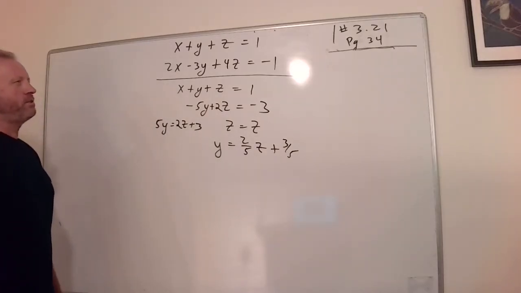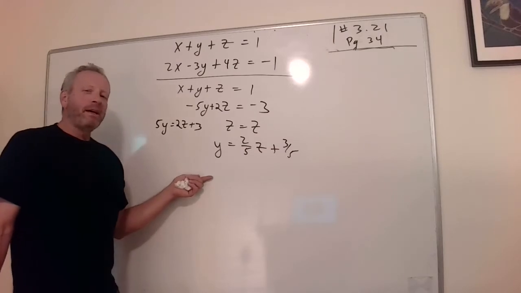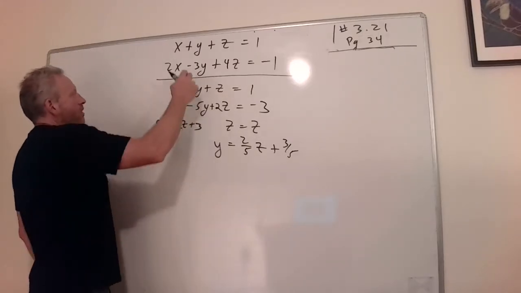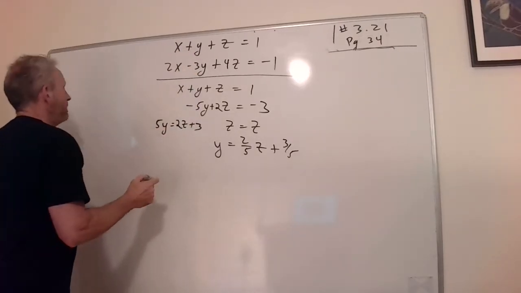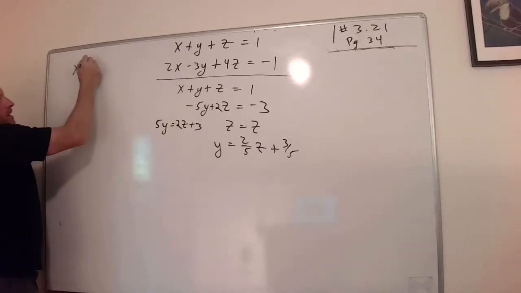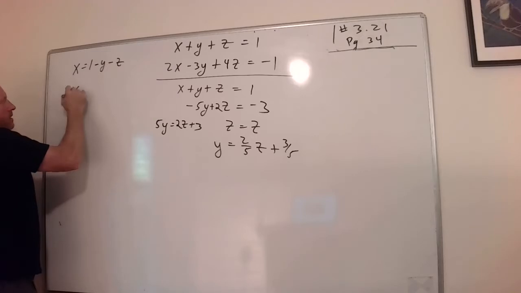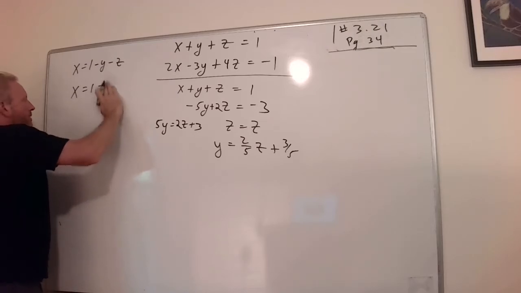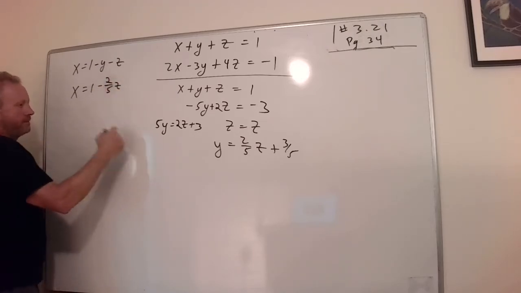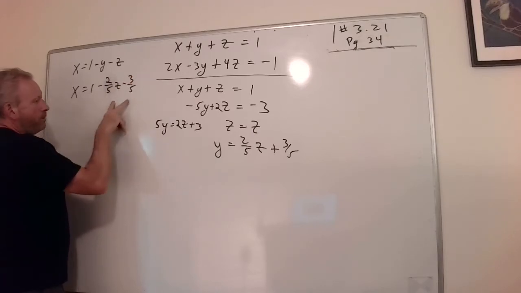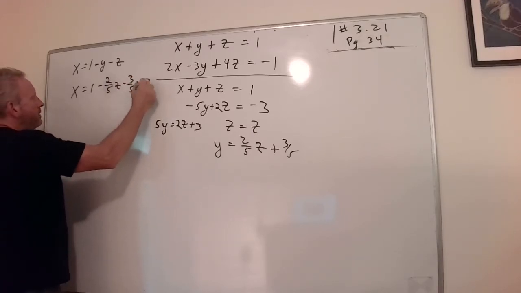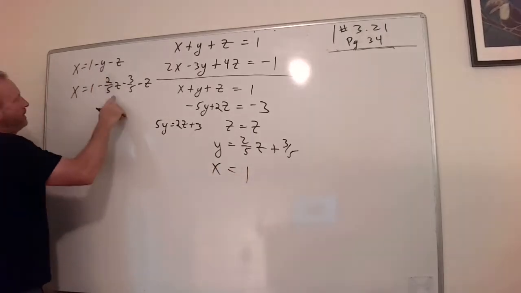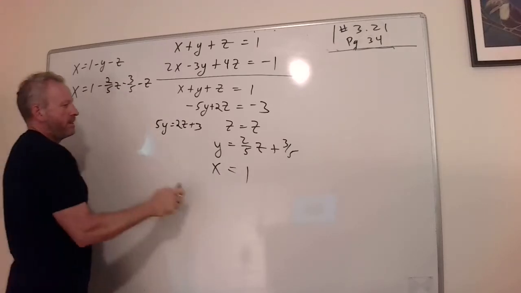Now, this is where I'm thinking to myself, wow, maybe I could have chosen a better example so we didn't have to deal with fractions, but we're not afraid of fractions, are we? Let's go back up to the very top equation and see what we get from that. Solving for x, x equals 1 minus y minus z. So x equals 1 minus 2 fifths z minus 3 fifths, because that's y, and then minus z. So x is equal to 1, and then negative 2 fifths z minus z, that's negative 7 fifths z.